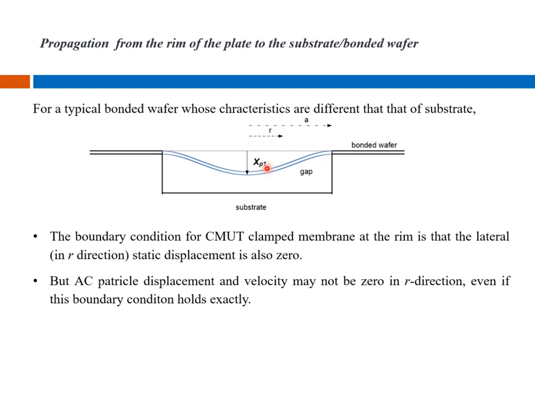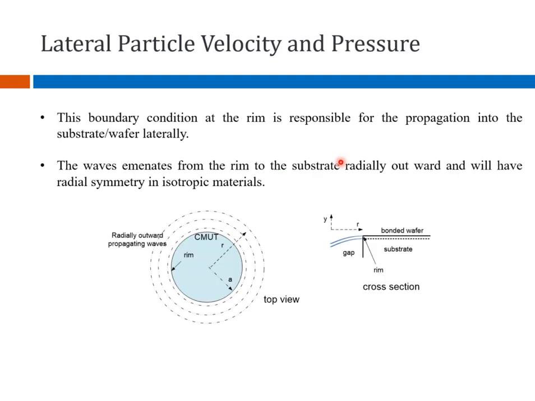But in the lateral direction, once you apply the electrical signal, the particle velocity or finite volumes of glass are not going to be zero. They're going to move in response to those vibrations of the membrane, okay, because they're supporting those vibrations. So the boundary condition at the rim is responsible for the propagation into the substrate wafer laterally. So if the CMUT plate is vibrating laterally, it is propagating waves outwards, and that constitutes the radiation into the backing, into the isotropic materials.